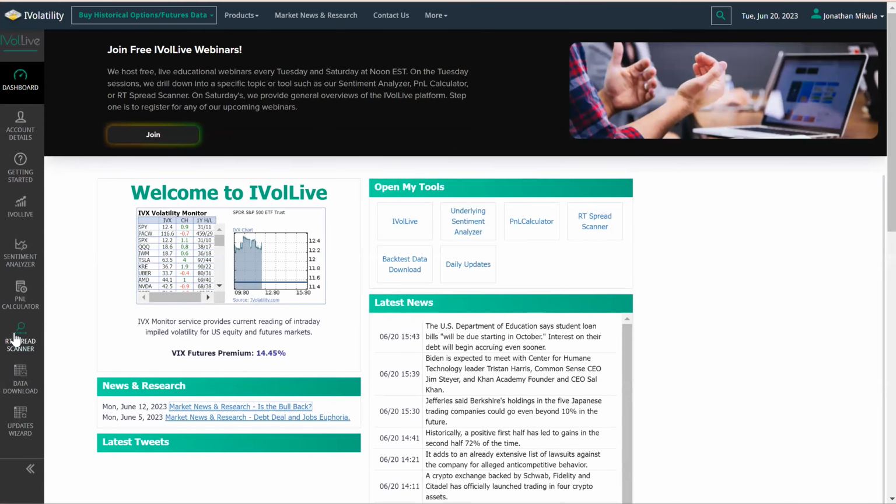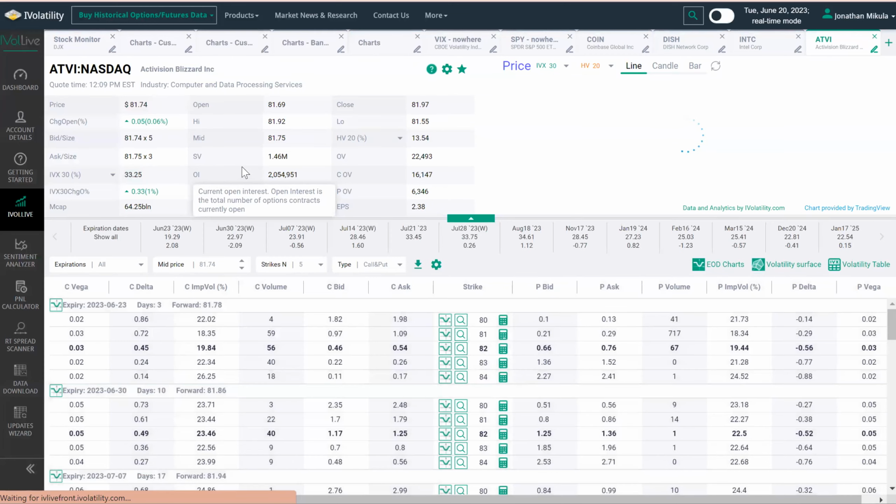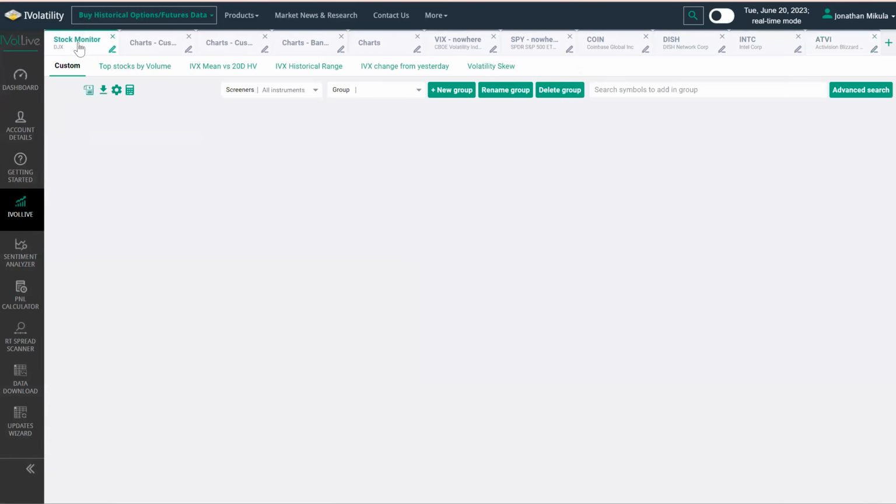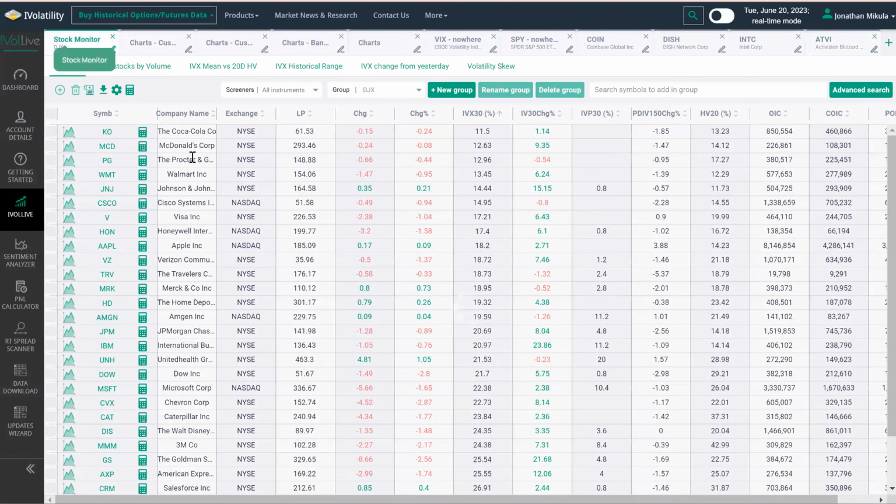So again, I have preset stocks I want to talk about today. So I've got Activision and Intel mainly. Last week we talked about Dish. But just again, if you're brand new, I don't want this to go completely over your head. So when you go to IVolLive, you'll come to a tab here that says custom scan. And all this is telling you is that you can design and run custom scans from this tab. All right, you don't have to, but you can.